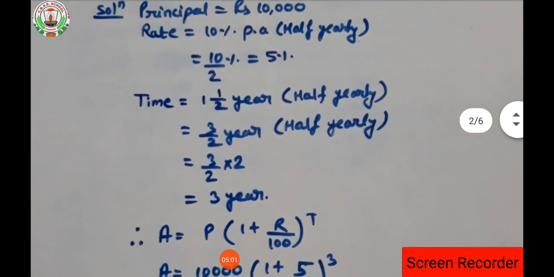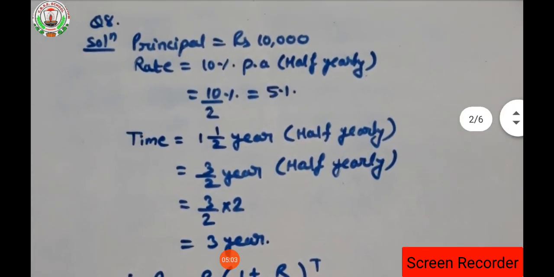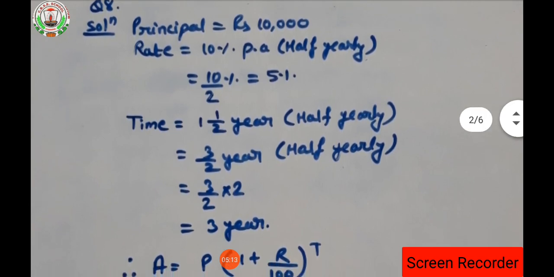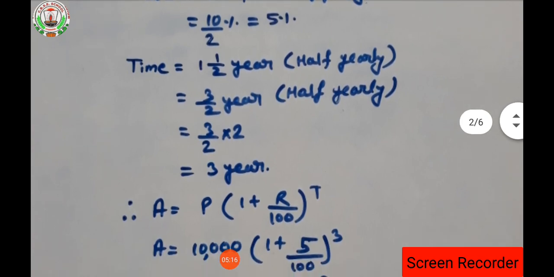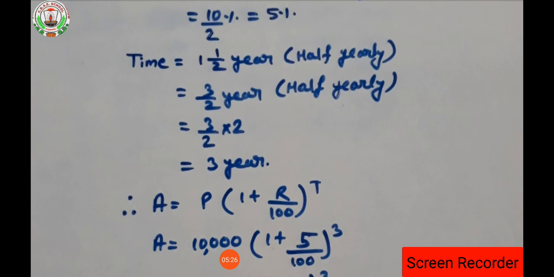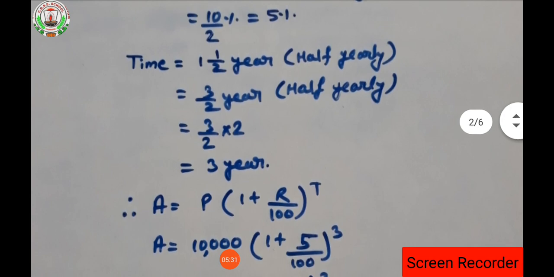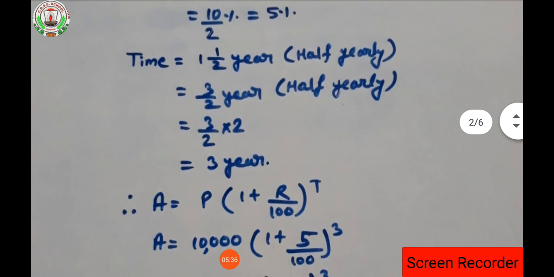So here is the solution for question number 8. As I told you, principal is given 10,000, rate is given 10% per annum, and it is said compounded half yearly. So rate will become half, so 10 divided by 2 will be 5. Time is given 1 by 2 years, isn't it? So converting this time into a mixed fraction, it will be 3 upon 2 years. As it is compounded half yearly, the time will become double. So 3 by 2 into 2. The 2 and 2 get cancelled from numerator and denominator, and the time will be 3 years.